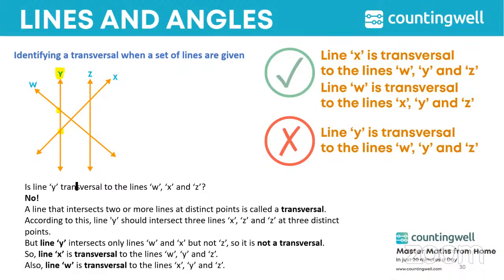Line X is transversal to the lines W, Y, Z, because line X is intersecting all the three lines W, Y, Z, but line Y is not intersecting the line Z. Hence, Y is not transversal to the lines W, Z and X. Also, line W is transversal to X, Y, Z because W intersects X, it intersects Y, and it intersects Z also. So we have X as a transversal, W as a transversal, but Y is not a transversal.